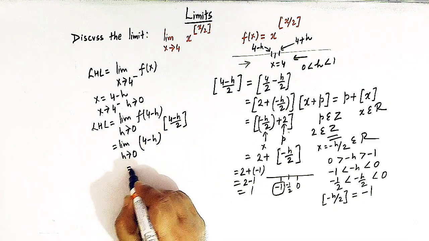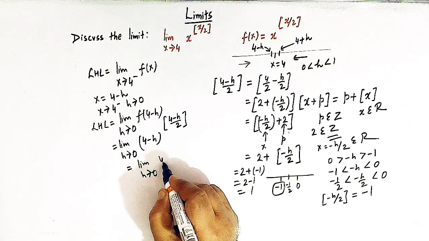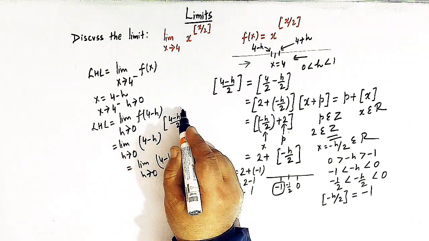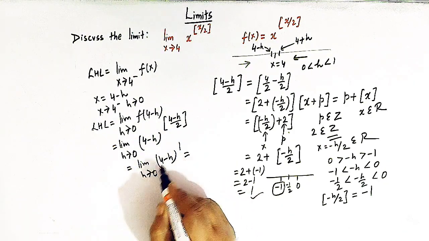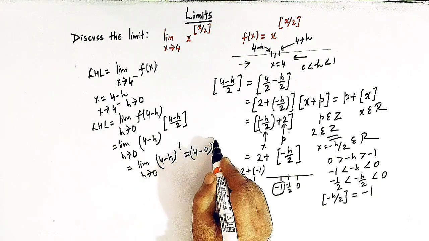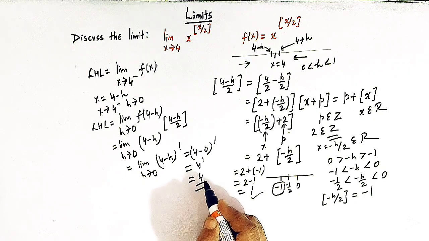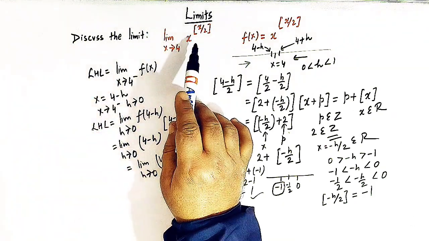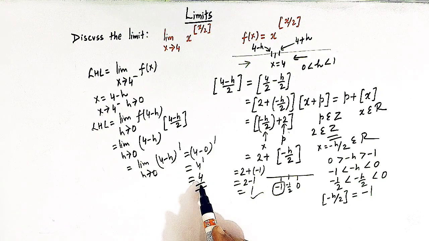So now this limit goes like this: limit h tends to 0. Here we have 4 minus h, and here this term is now equal to 1. So here we have 1. So now we can take h is equal to 0 here. So we have 4 minus 0 raised to 1, that is 4 raised to 1, that is 4, right? So the left hand limit of this function when x approaches 4 is 4.